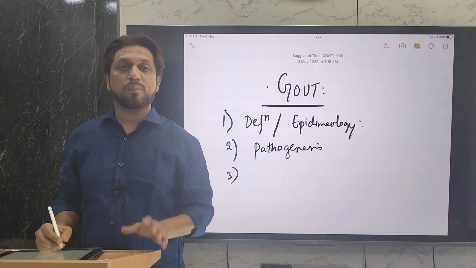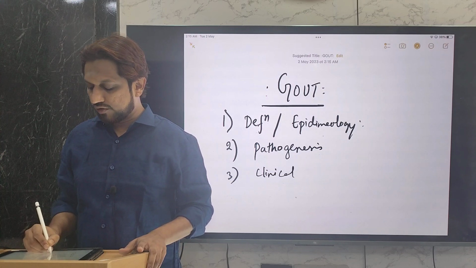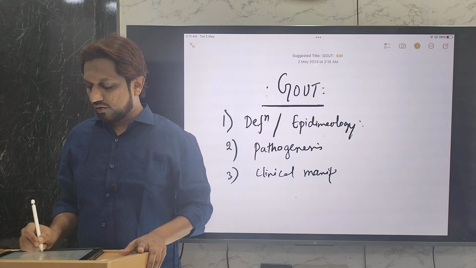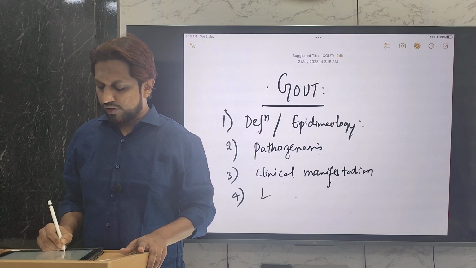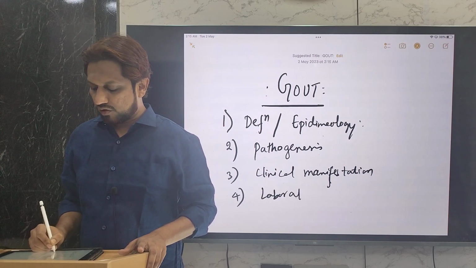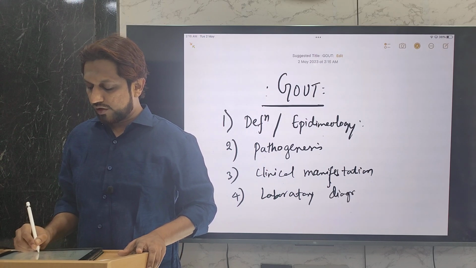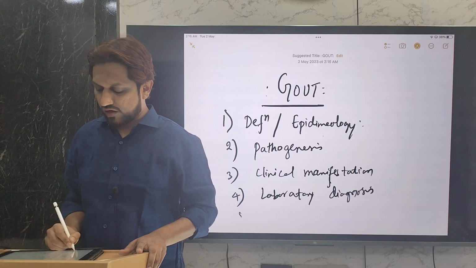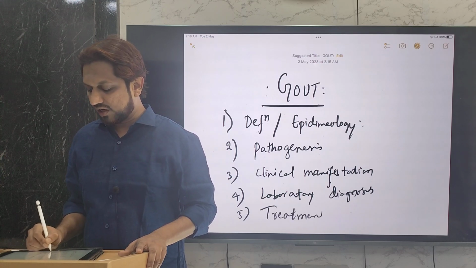Then we'll discuss the clinical presentation or clinical manifestations of this disease, that is the signs and symptoms. Then we'll discuss the laboratory diagnosis, or confirmation of the disease by laboratory tests. And finally we'll discuss the management or the treatment aspect of this clinical condition.